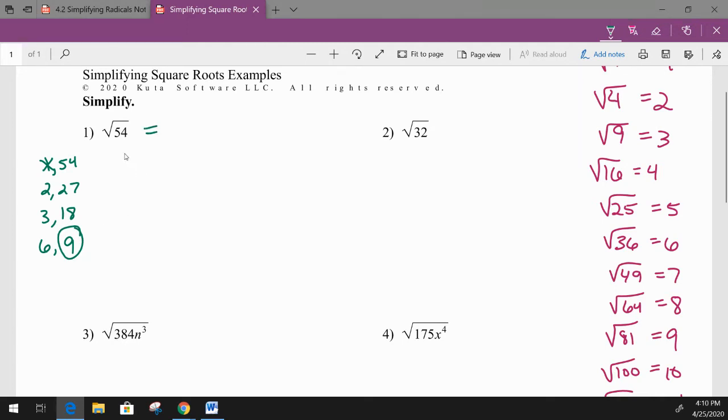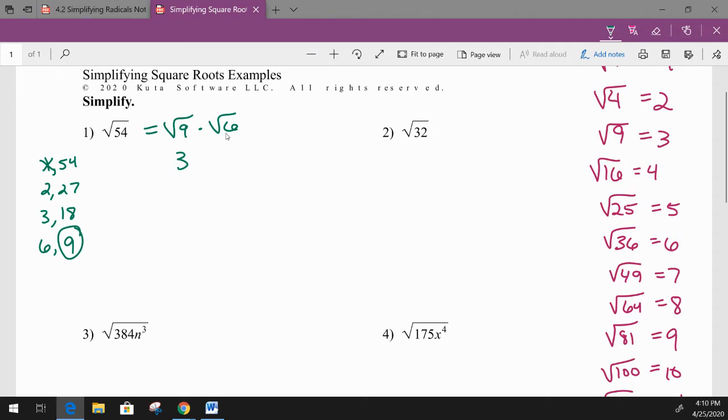So I'm going to basically factor the square root of 54 into the square root of 9 times the square root of 6. The square root of 9 now becomes 3 because that's a perfect square. When we take the square root of it, we now get a whole number.